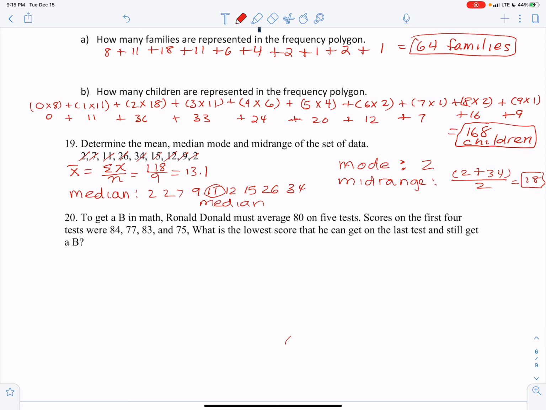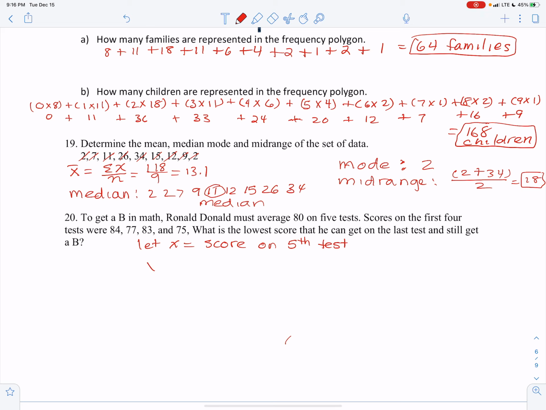For 20, to get a B in math, Ronald Donald must average 80 on 5 tests. Scores on the first 4 tests were 84, 77, 83, and 75. What's the lowest score that he can get on the last test and still get a B? So let's let X equal the score on the 5th test.